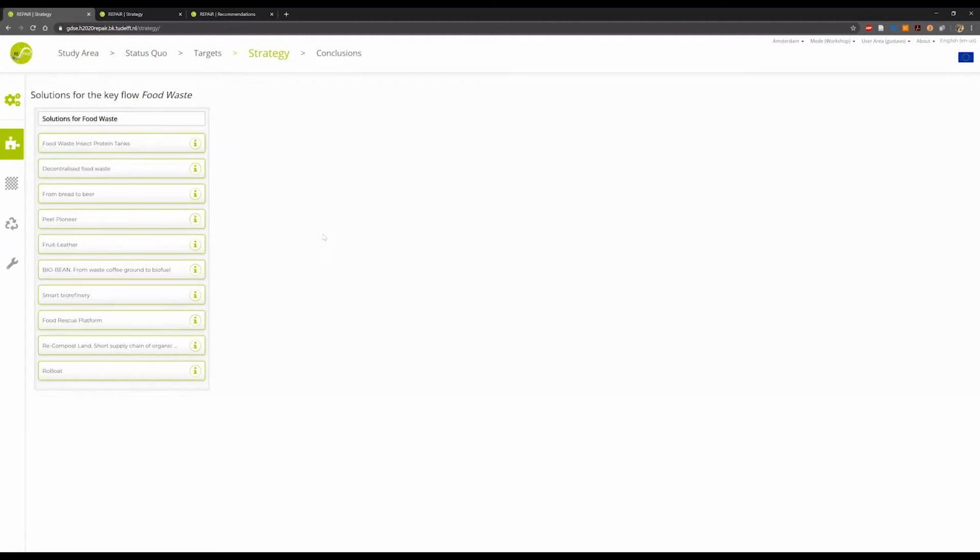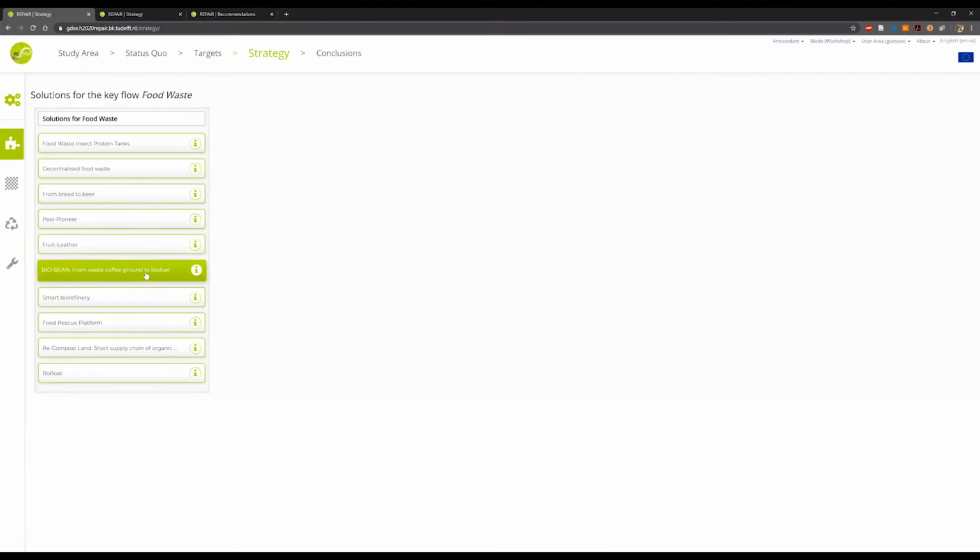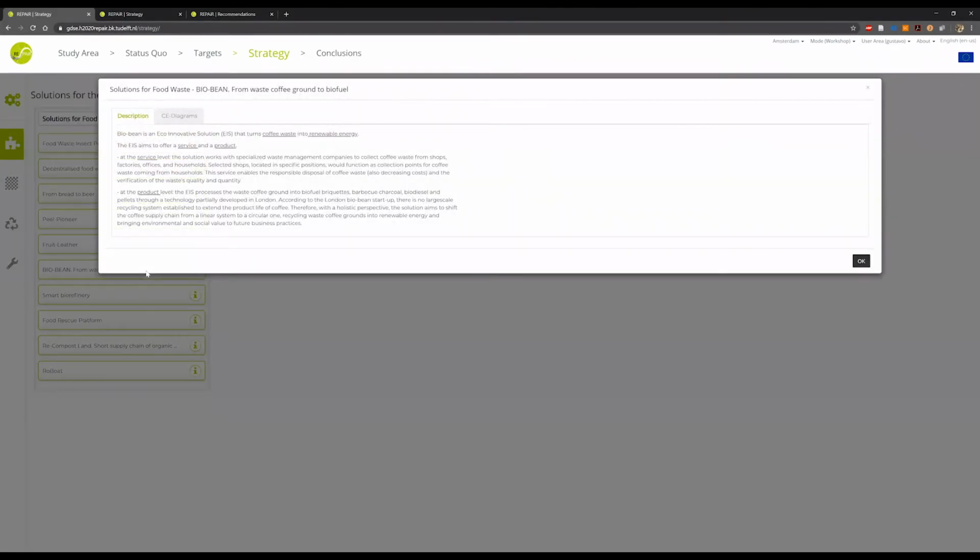In here, we can see a list of available eco-innovative solutions which have been developed by researchers of the Living Lab based on the circular economy goals of the city. Now, let's have a look at one eco-innovative solution in more detail. This eco-innovative solution is called BioBean and turns coffee waste into renewable energy. This screen shows a description of the selected solution.